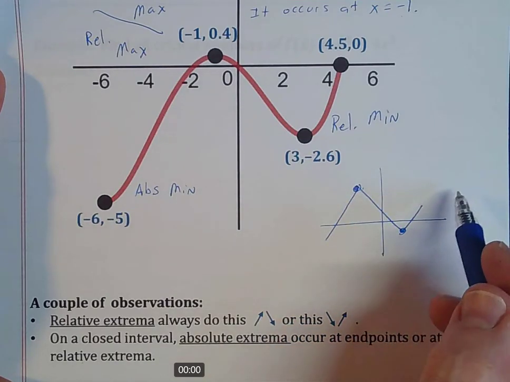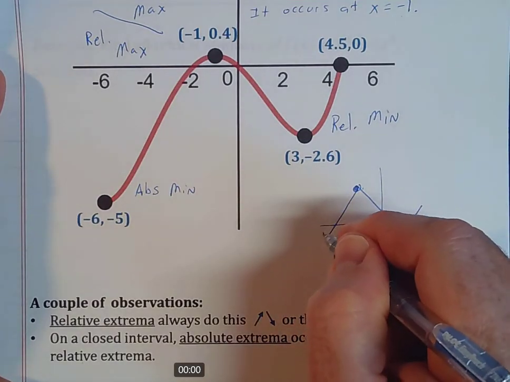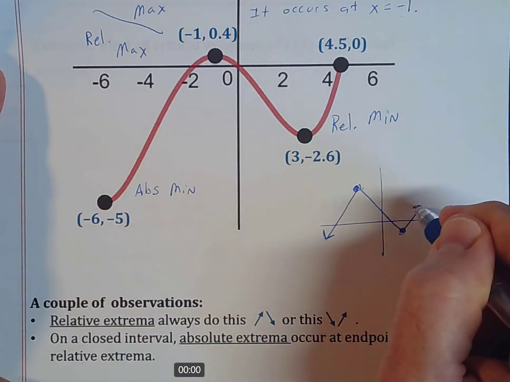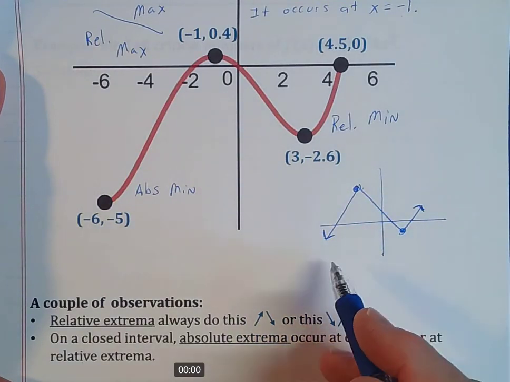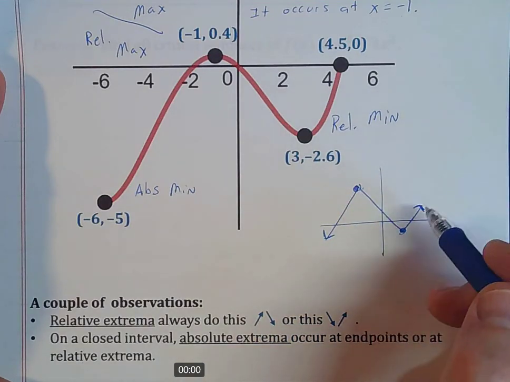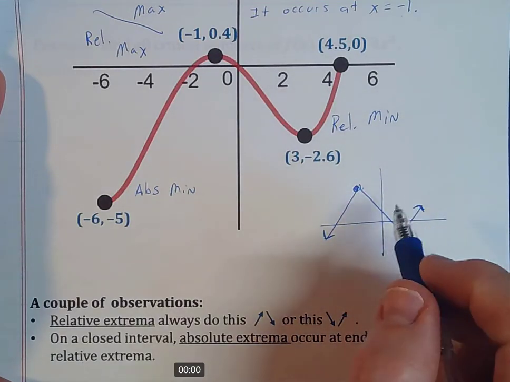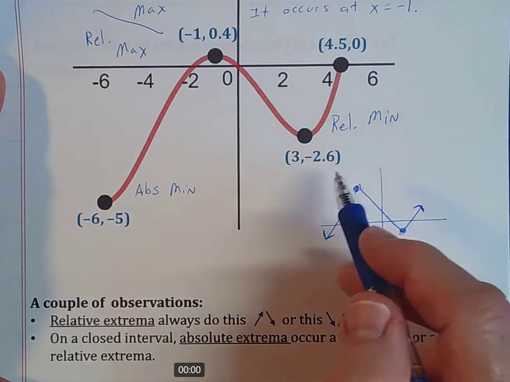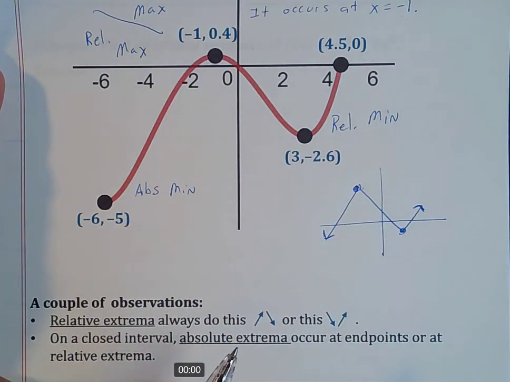In this case, if this graph goes on forever in both directions, that wouldn't be an absolute max, because this thing would just keep on going. You could never find the highest point. So if you have graphs that go on forever, often you can't find maxes or mins. Sometimes you can, sometimes you can't.